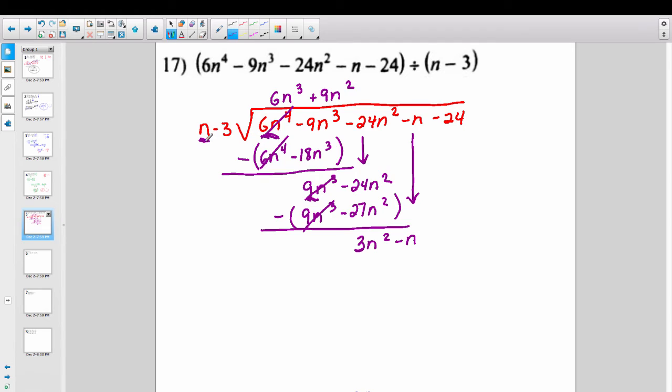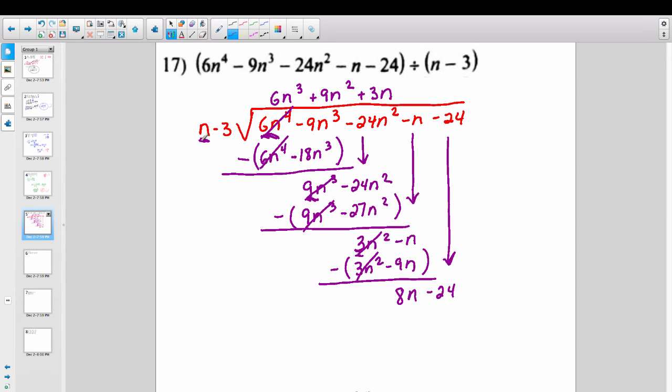How do you go from n to 3n squared? You would multiply by positive 3n. Distribute the 3n to the two terms here. You would get, in subtraction, parentheses, 3n squared minus 9n. These go away. Negative n, subtract negative 9. That's really addition. That's going to be 8n. Bring down our last term, negative 24.